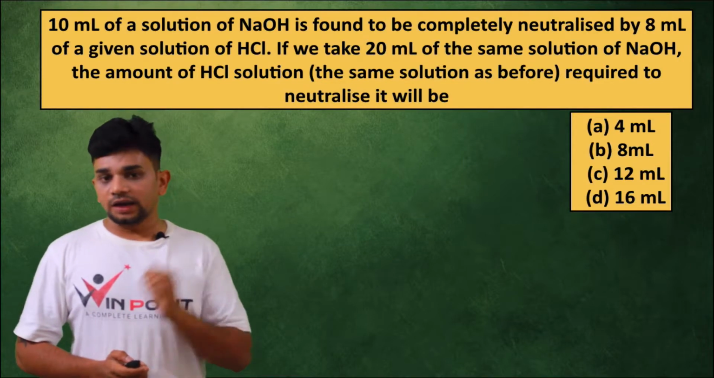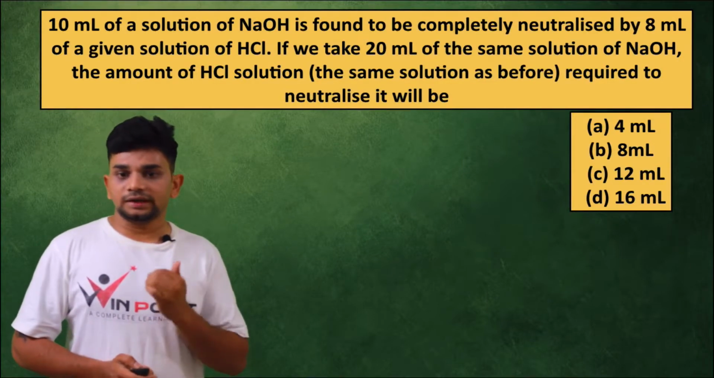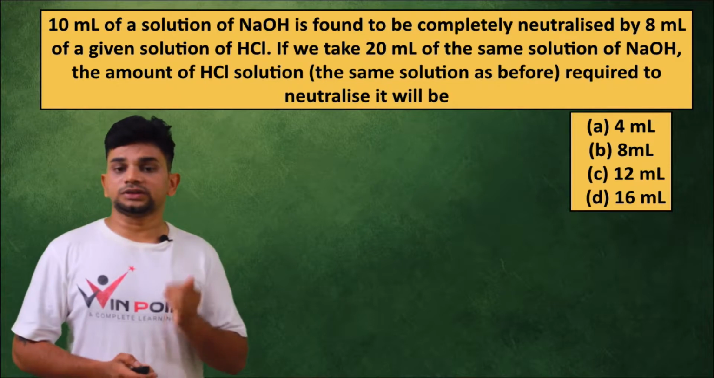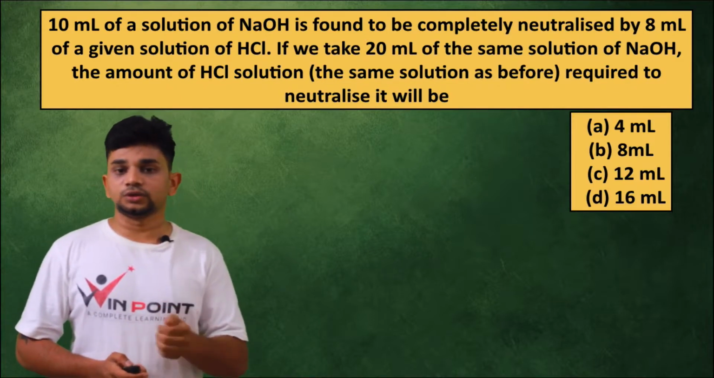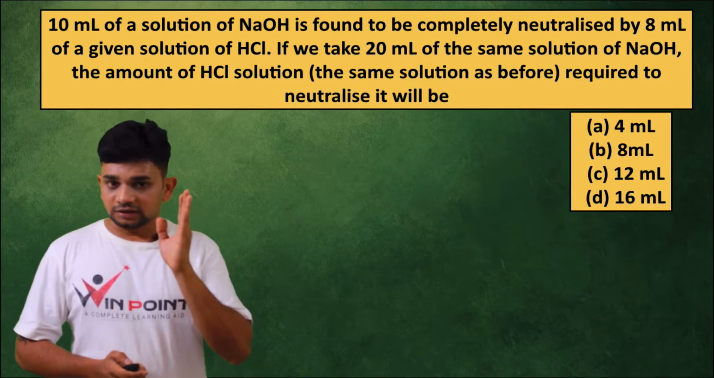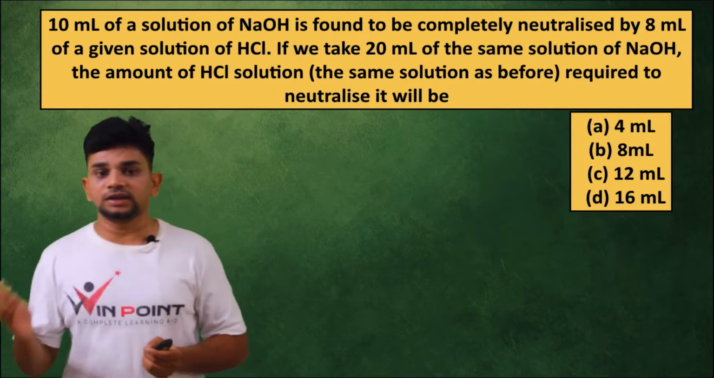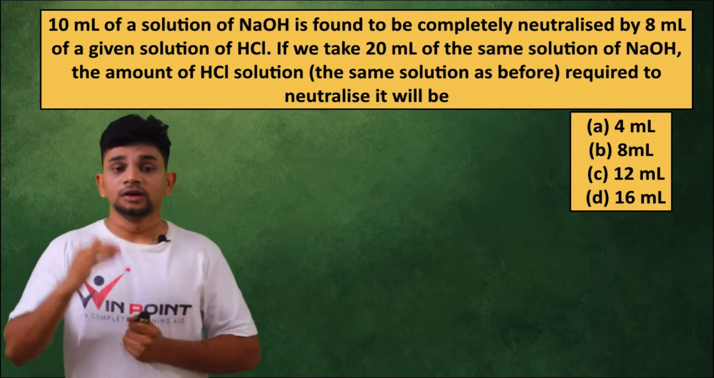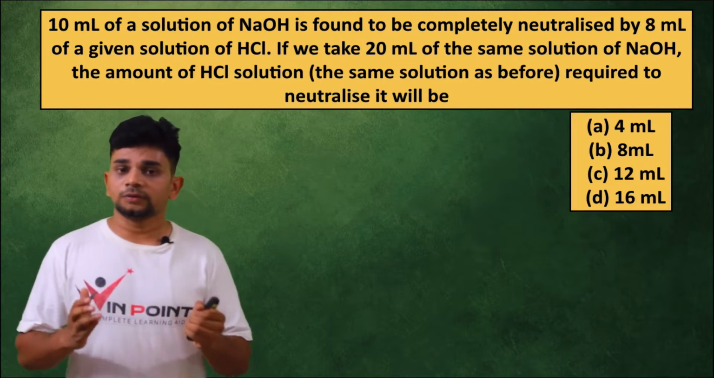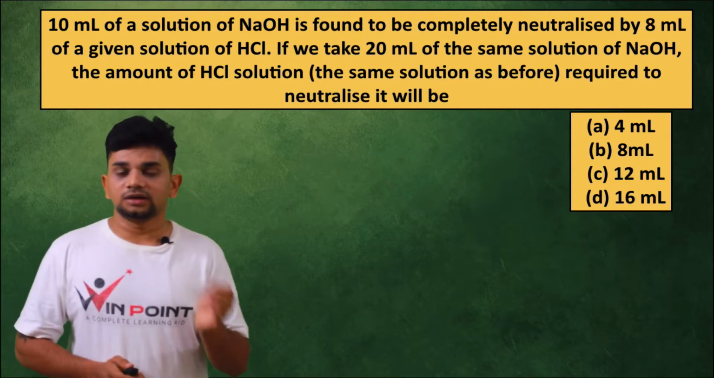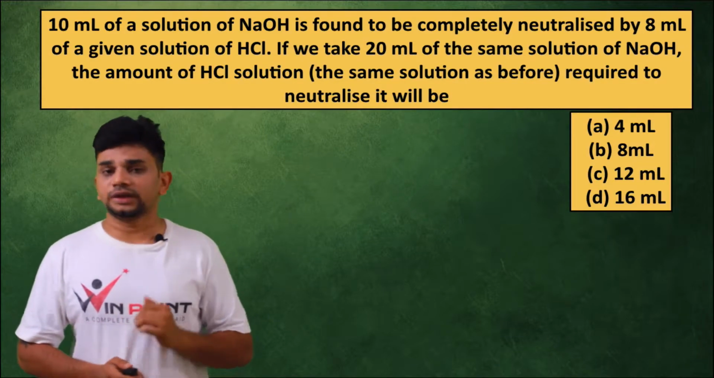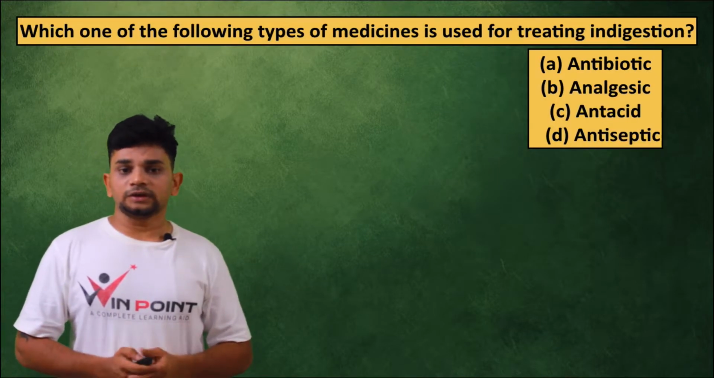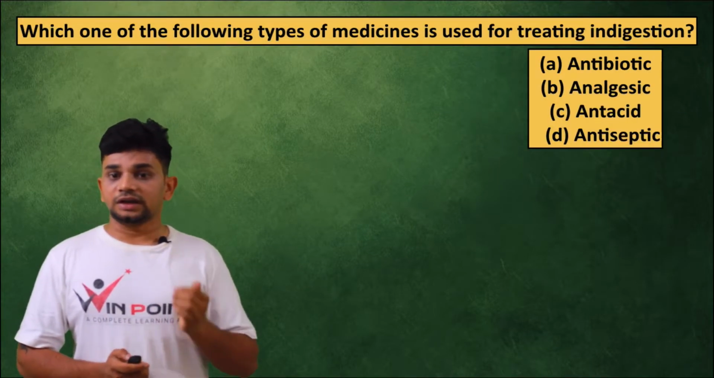10 ml of a solution of NaOH is found to be completely neutralized by 8 ml of a given solution of HCl. If we take 20 ml of the same solution of NaOH, the amount of HCl solution will be dash. If we take 10 ml of sodium hydroxide, we need 8 ml of hydrochloric acid to neutralize it. And if we take 20 ml of sodium hydroxide, the amount of hydrochloric acid should be 16 ml, double. Double of 10 is 20, right? So we need to take double of 8. The answer is 16 milliliter.